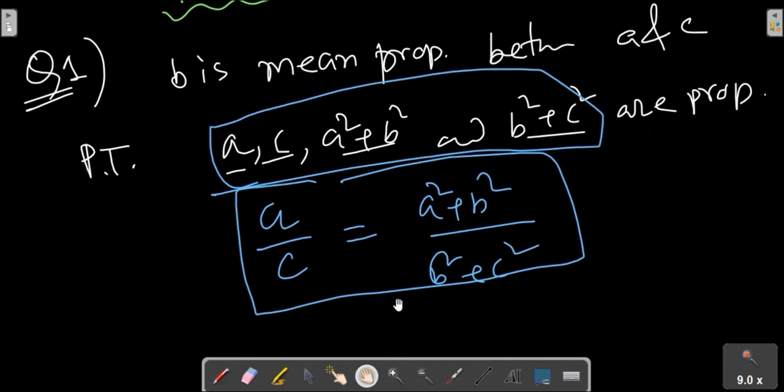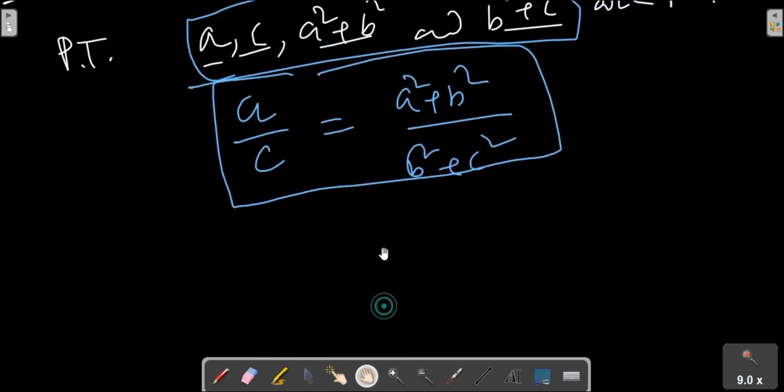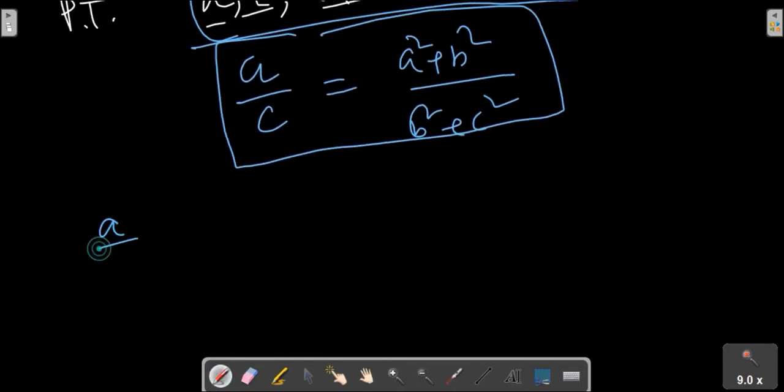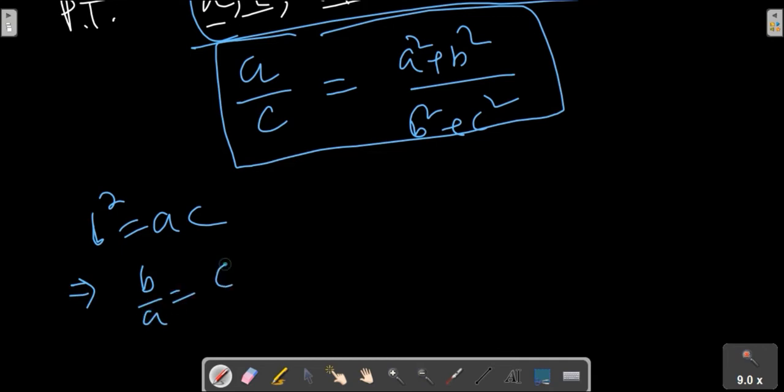So now we will proceed with what we are having. B is the mean proportional. As we have understood from the last part, B square is equal to AC. So from here I want to write, suppose, B by A is equal to C by B, because you see if I take this A down, it would be here, and this A will not be here, and here it is B into B, which is B square.